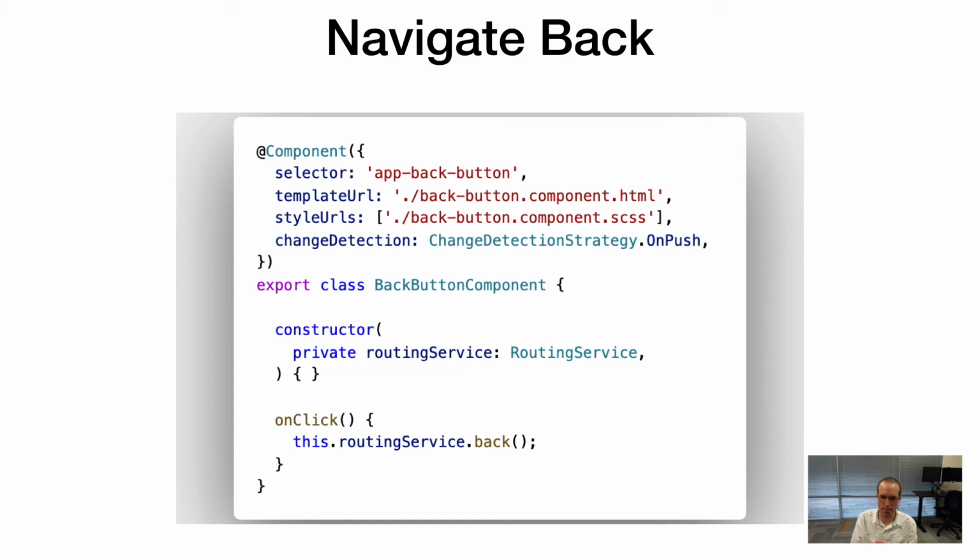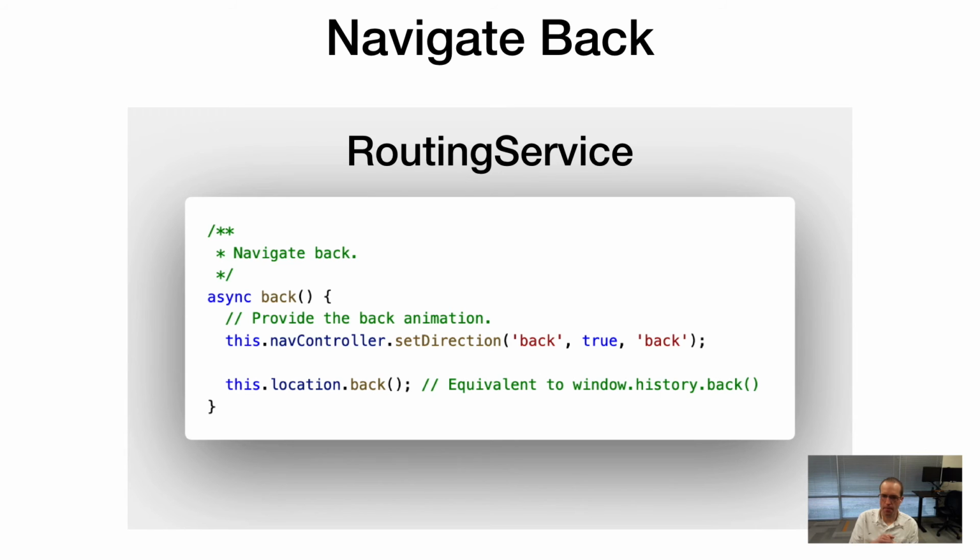In the constructor, we dependency inject our routing service that we were just talking about, that wrapper of the Angular router. And we have an on-click method that gets called when you click the back button, and it calls routing service back. So let's take a look at that routing service back method. It's pretty straightforward. Let's talk about the second line first. The second line is using Angular's location object, and it's using location.back. What that is equivalent to in the end, running in the web browser, is window.history.back, which is more or less like clicking the browser back button. It takes you back in the navigation history.